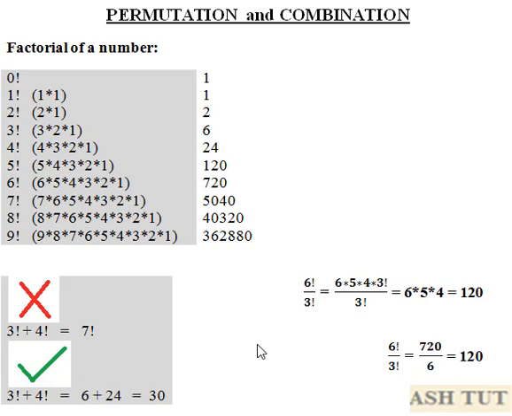Similarly, one more example is there: 6 factorial divided by 3 factorial. Now you can't directly divide 6 by 3 and write 2 factorial. That would be wrong. So you have to write this 6 factorial like this: 6 into 5 into 4 into 3. You have to write up to 3 factorial because in the denominator there is 3 factorial. Now this 3 factorial and 3 factorial will cancel out each other. So we will be left with 6 into 5 into 4, which is 120.